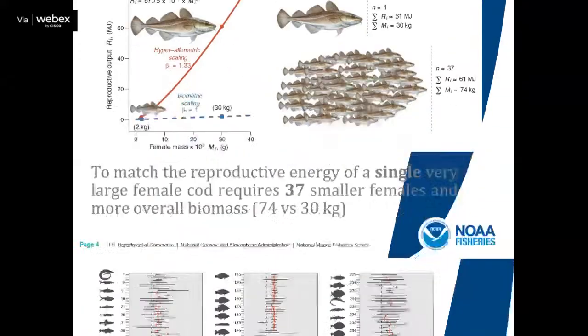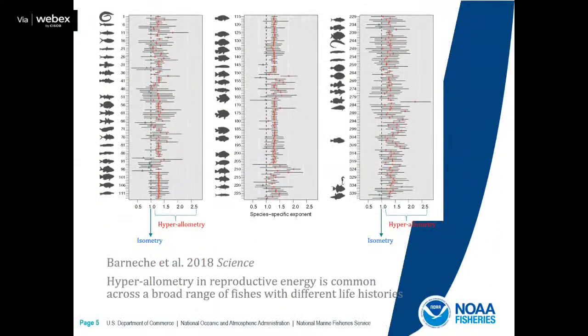Next slide. In their review, they looked at a whole suite of species where data is available and species have been studied. This hyperallometry seems to be widespread. That's shown here: if the relations were isometric across these species, they would be more lined up with that dotted line where the slope would be around one. But it's more the rule than the exception that all of these species have hyperallometric relations with fecundity.